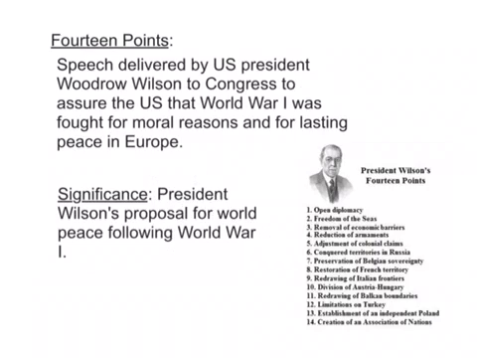Our next key term is 14 points. This was a speech delivered by the U.S. President Woodrow Wilson to Congress to assure the U.S. that World War I was fought for moral reasons and for lasting peace in Europe. The significance is that this was President Wilson's proposal for world peace following World War I. The picture on the far right-hand side in this slide shows the 14 points that he came up with for hopefully creating lasting peace. Make sure that you're either writing the significance, drawing a picture, or using key terms in the far right-hand side of your vocabulary chart.